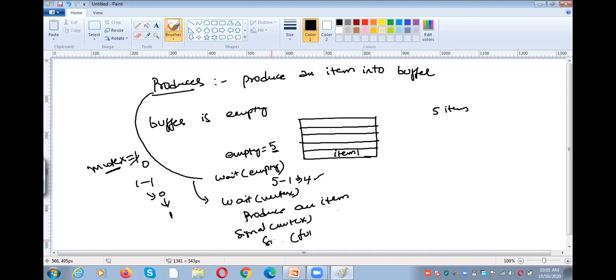Signal of full. What is signal of full? Earlier, full is 0, empty is 5. Why? Because 0 items are there in the buffer. Whenever the producer produces an item, one item is added to the buffer, so full will become 1. One item is there and the empty is now 4.